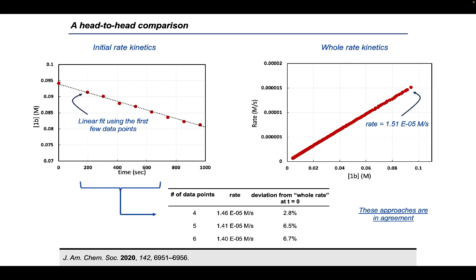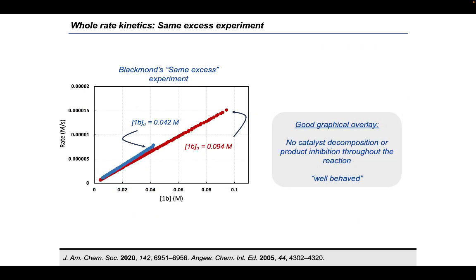But I did want to make a point that whole rate kinetics can still offer some pretty significant advantages outside of just being able to tell us that the rate law doesn't change over the course of the reaction. I want to talk briefly about an experiment that I find to be quite informative. This is a type of experiment that was developed by Donna Blackman's group, and it's called the same excess experiment. The idea here is that we can actually observe the rate dependence of a reaction at different stages and make sure that they overlap. This is an experiment that's designed to probe for catalyst decomposition or product inhibition throughout a reaction.